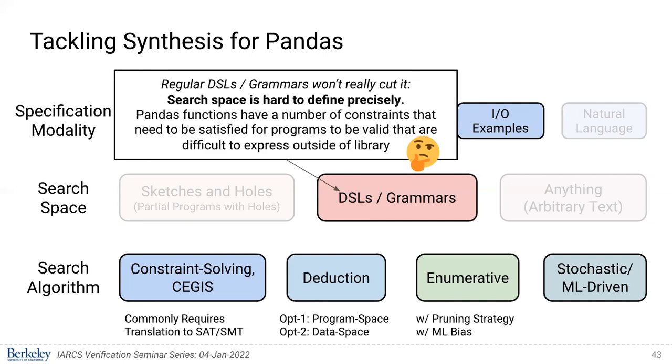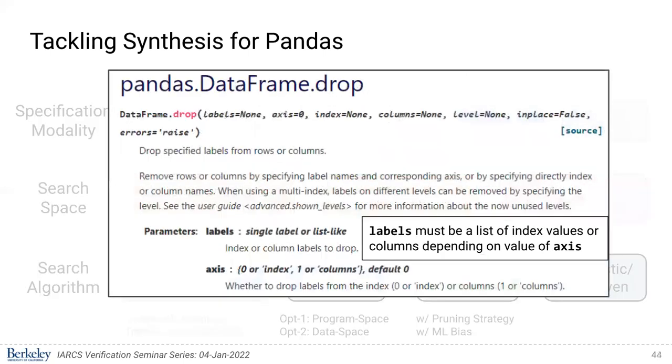It is also hard to define the search space precisely because of the number of constraints that need to be satisfied for programs to be valid. Moreover, it's difficult to express these constraints outside of the library. As an example, the drop function in pandas has this constraint that the value of the axis argument can range from 0 to 1. If it's applied as 0, then labels must be a list of row labels. And if it is 1, then labels should be a list of column labels. So they're mutually dependent.